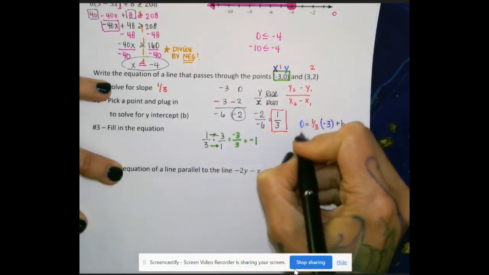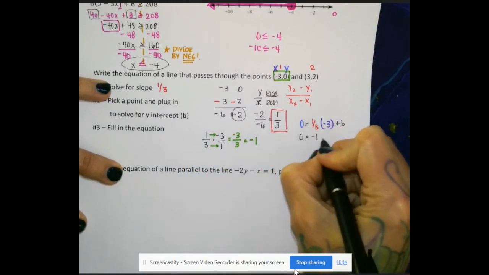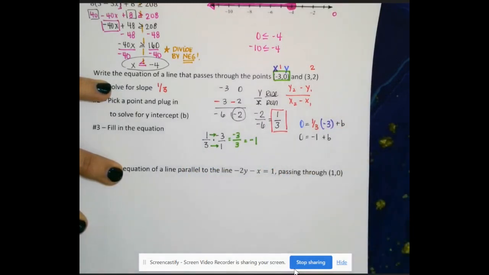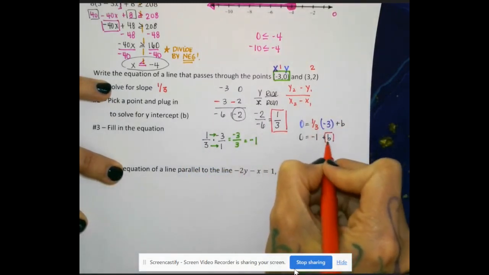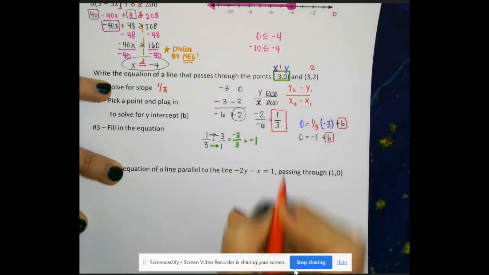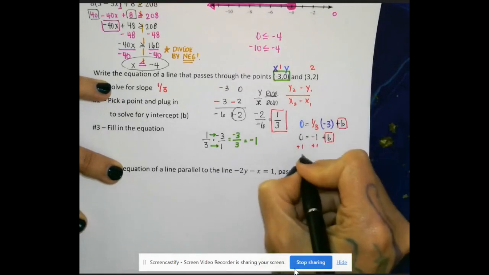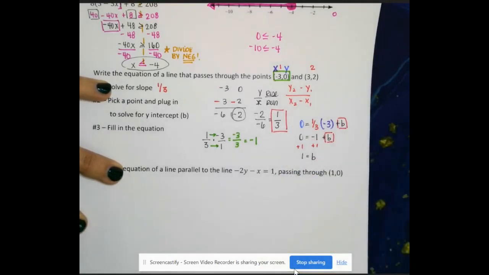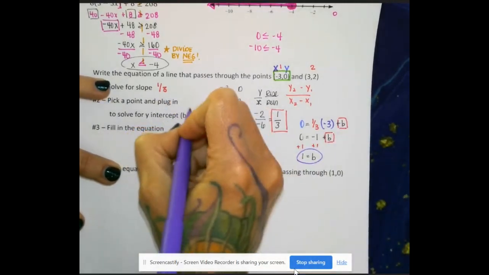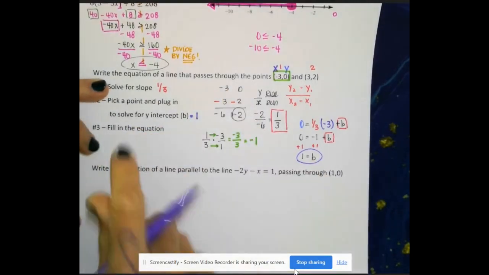So now I have 0 equals -1 plus b. You can change that b to an x if you want. This is our stinky kid, or who we're trying to solve for. So we're going to add 1 to both sides. So 1 equals b. This is now our y-intercept. So b equals 1. Fill in the equation.